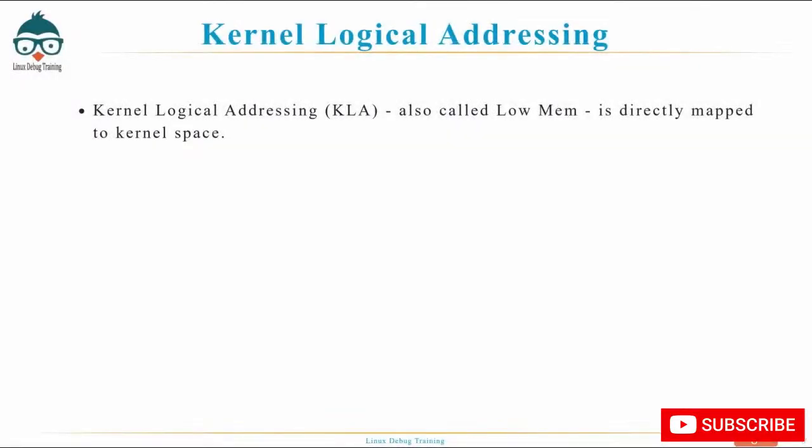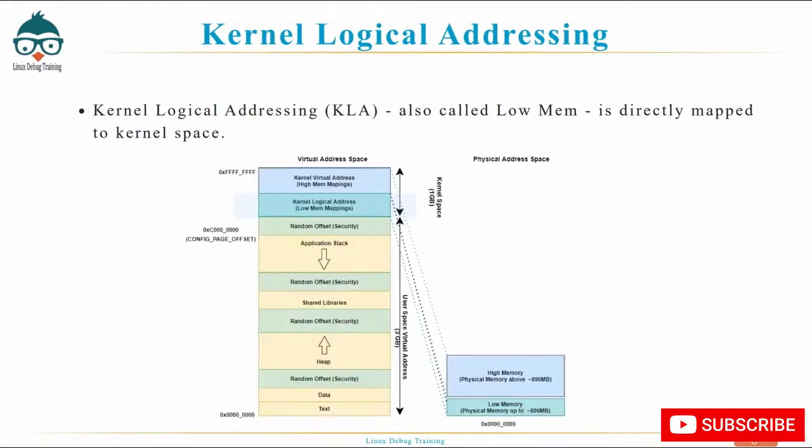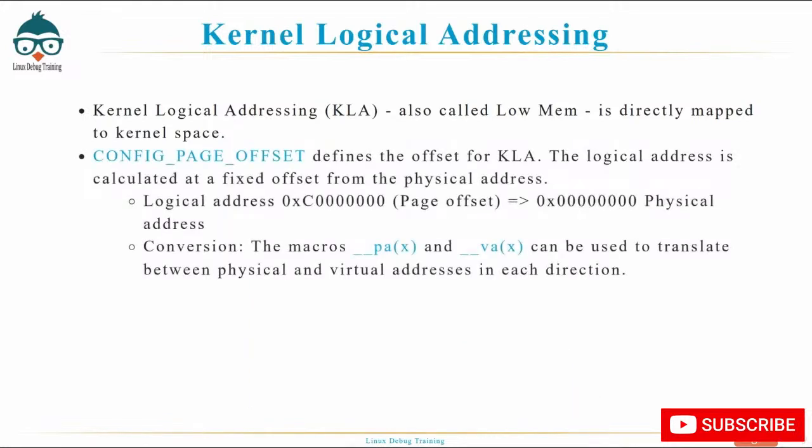Kernel logical addressing. We saw in a previous slide that KLA, or kernel logical addressing, sits above Userspace and is mapped directly to low memory in physical memory on 32-bit systems. The config_page_offset defines the logical address space at a fixed offset relative to physical memory. The kernel provides the macros shown to make the process of translating between physical and logical addresses easier.